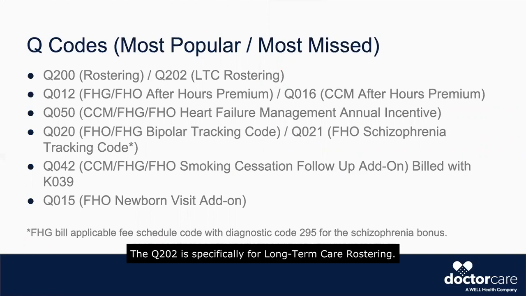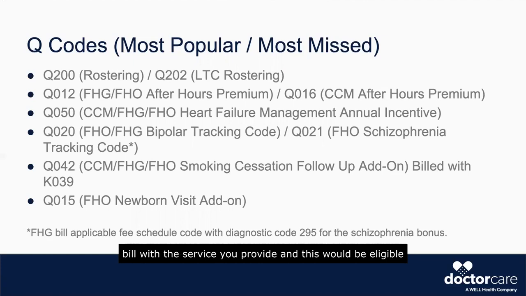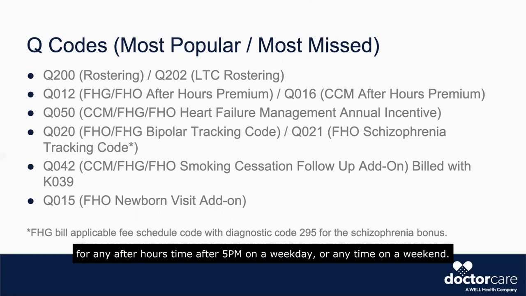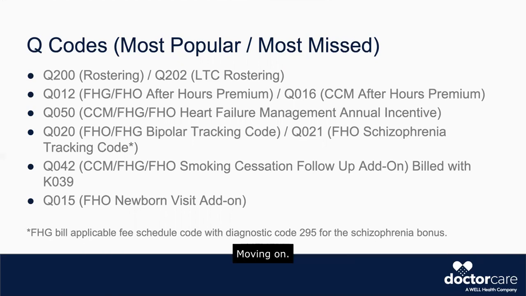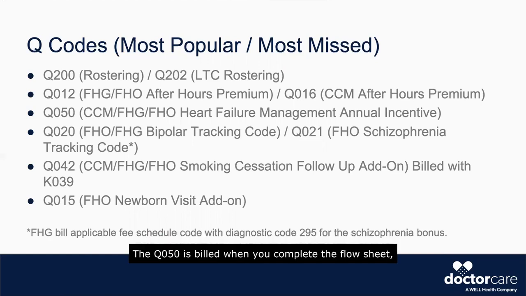The Q202 is specifically for long-term care rostering. After hours wise, there is a special Q code, Q012, that you would bill with the service that you provide, and this would be eligible for any after hours time after 5 p.m. on a weekday or any time on a weekend. In a FIG and a FO, it's the Q012, however in the CCM, it's the Q016. Moving on, the heart failure management incentive is eligible for all of the different patient enrollment models. The Q050 is billed when you complete the flow sheet, and I'll go into more detail later.